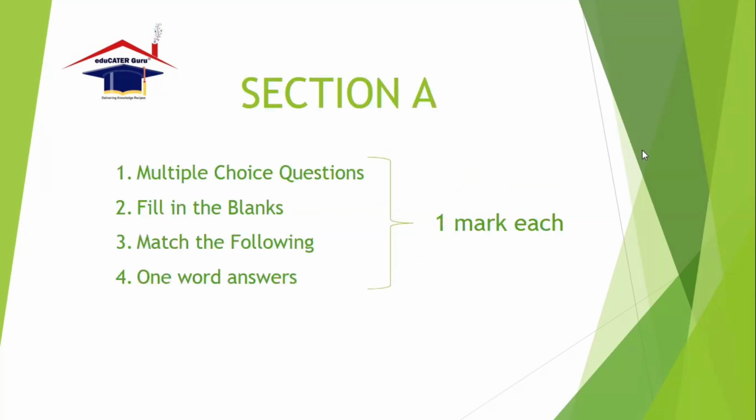Now, coming to section A, we have 4 parts. First, multiple choice questions, fill in the blanks, match the following, and one-word answers. Each carries 1 mark. So in total, you can easily grab 20 marks from section A.